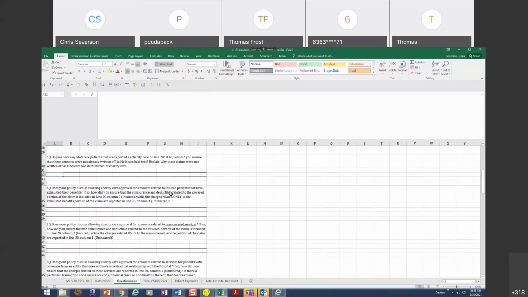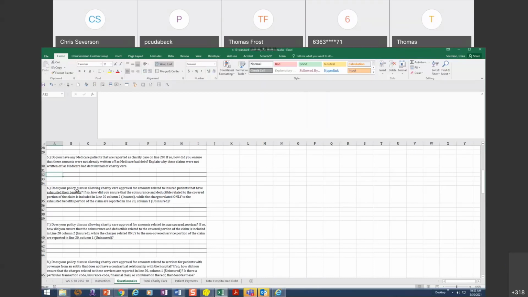Number 6, if you have exhausted benefits, and again, what that basically means is part of the claim is not going to be covered. You've exceeded some sort of limit, then we want to know how you ensured that the coinsurance and deductible related to the covered portion of the claim is included in column 2, insured, while the charges for the claim, only the portion related to the non-covered portion of the stay, the exhausted benefits, those are reported in column 1 as insured.